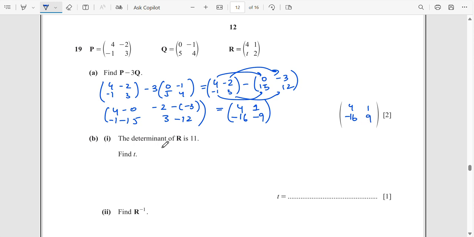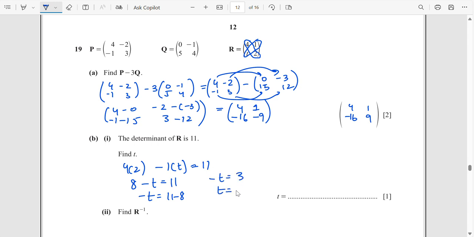The next is the determinant of R is 11, find t. So to find the determinant, we need the product of this diagonal subtracted by the product of this diagonal. So 4 into 2 minus 1 into t is 11. So 8 minus t is 11. Minus t is 11 minus 8. Minus t is equal to 3. The minus will go there, so t is minus 3.